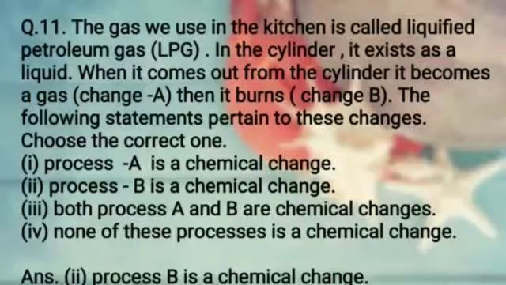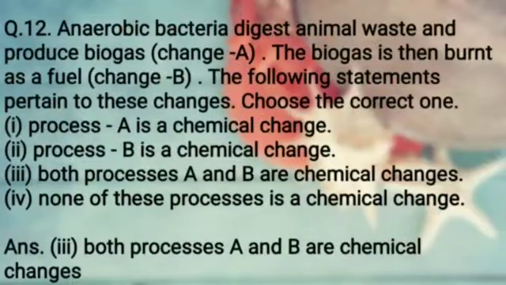So which one is correct? Option 2. The second option is the correct one. Process B is a chemical change. So among these 4 options, option 2 is correct. Process B is a chemical change. Now moving to the next question, number 12.